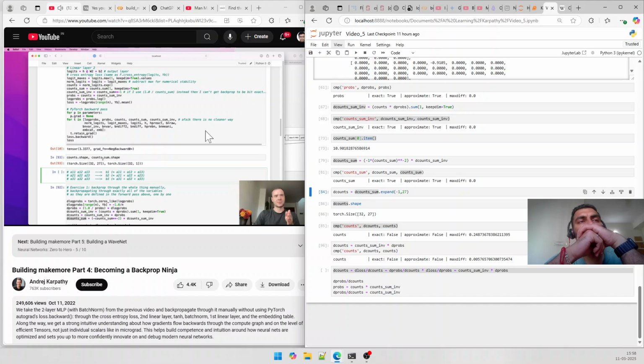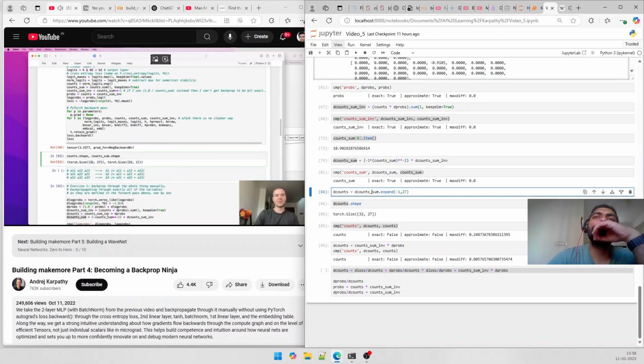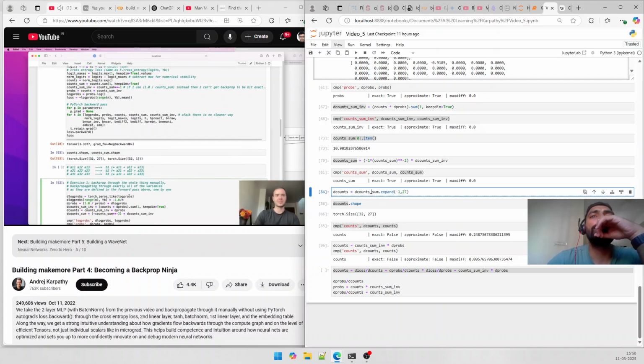So basically what we want is we want to take the d count sum of size 32 by 1, and we just want to replicate it 27 times horizontally to create a 32 by 27 array. So there's many ways to implement this operation. You could, of course, just replicate the tensor.